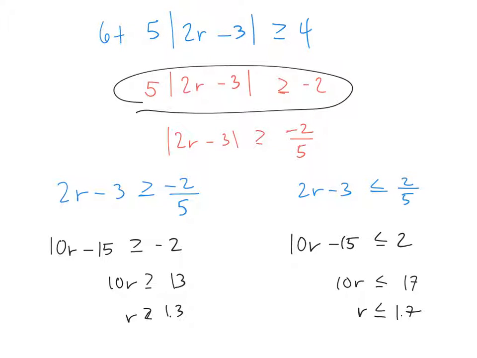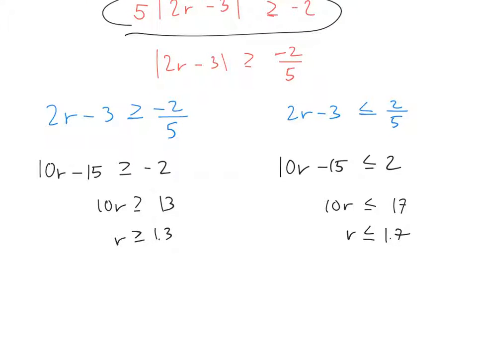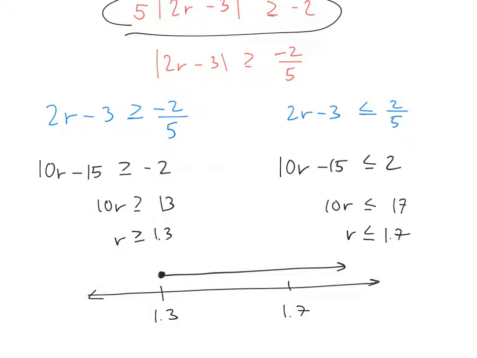So in this case, we've got a situation where we're told that r is greater than or equal to 1.3, and r less than or equal to 1.7. Greater than or equal to 1.3, less than or equal to 1.7. Can we graph those on a number line? So here's greater than or equal to 1.3. Here's less than or equal to 1.7.